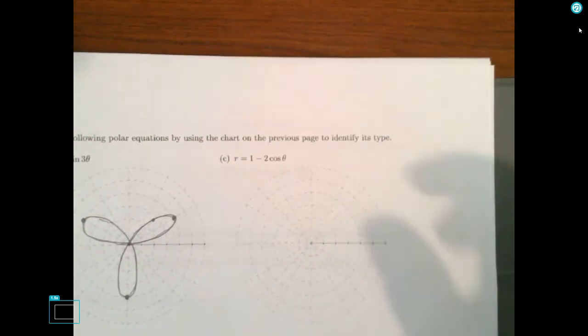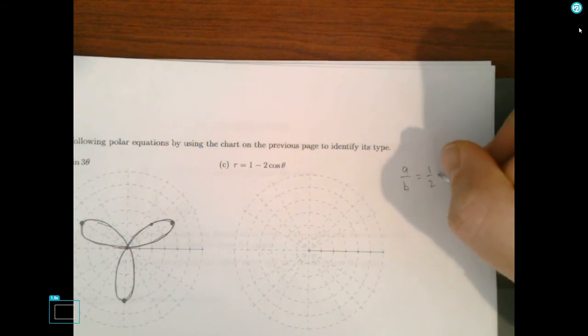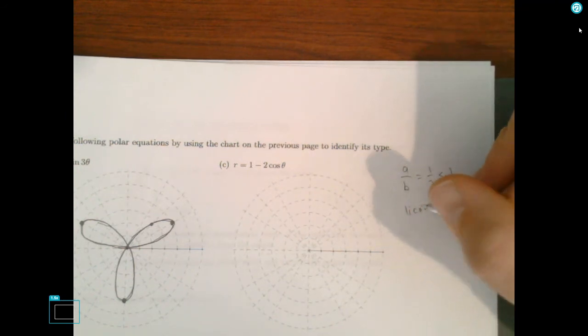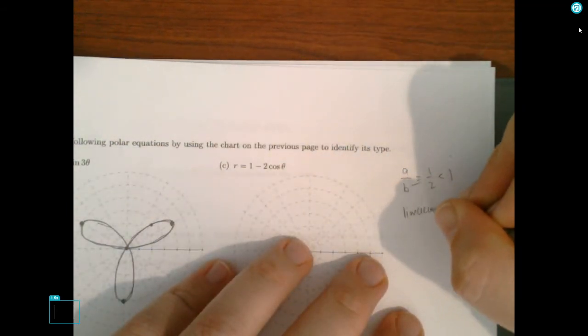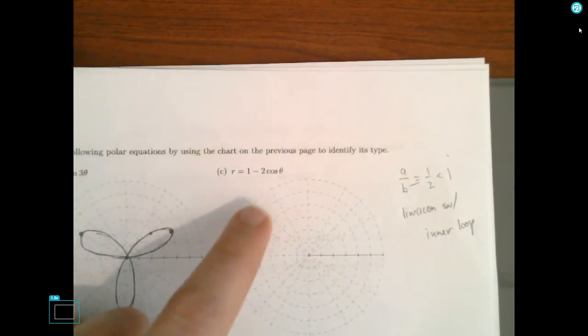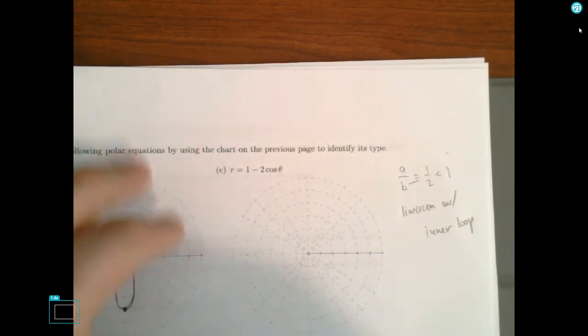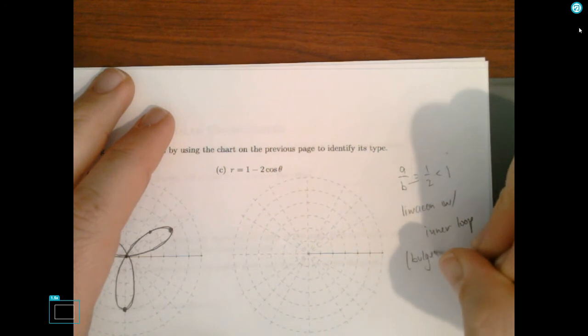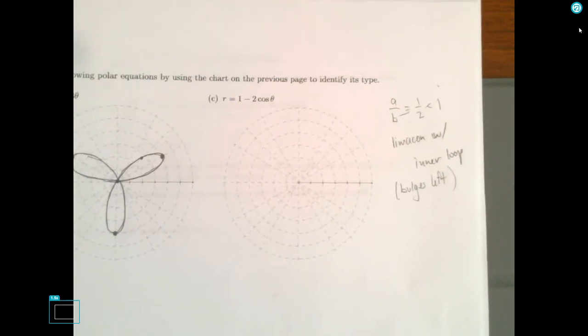Okay, this guy. Gotta be a limacon. And not only that, a over b is 1/2, which is less than 1. So this is a limacon with an inner loop. Has it been a long day for me or what? That's good because I know what to expect. This is a cosine one, so it's going to bulge out, and it's a minus, so it's going to bulge out to the left. Bulges left. So these are good pieces of information.